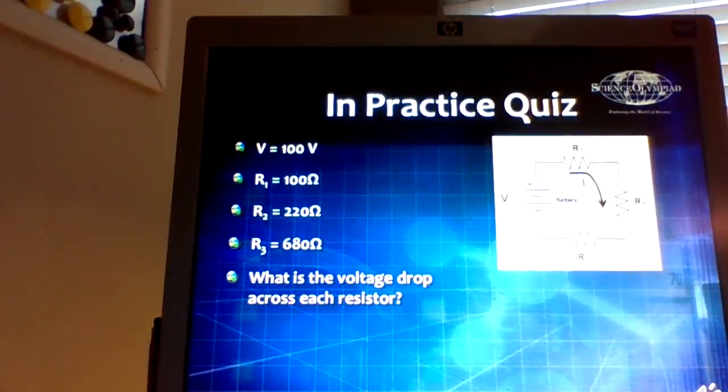Now, do you remember whether this was a voltage or a current splitter?